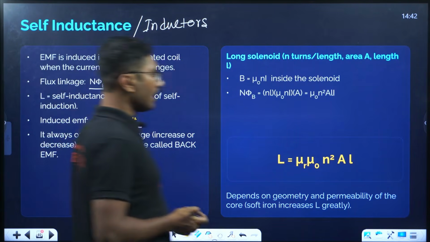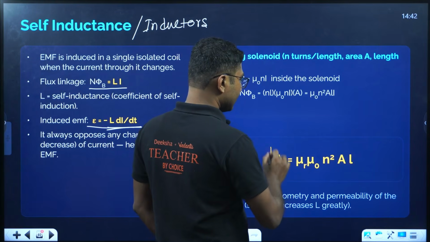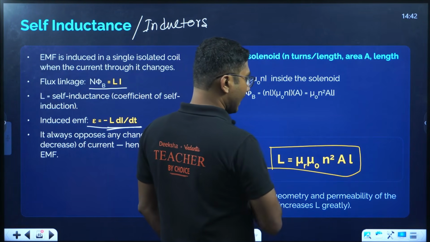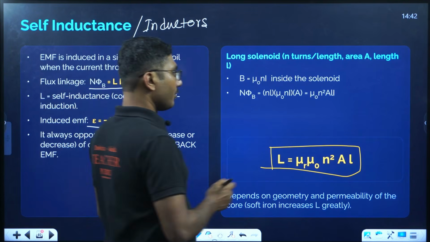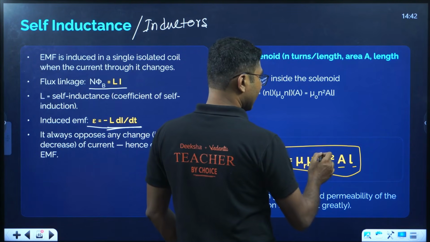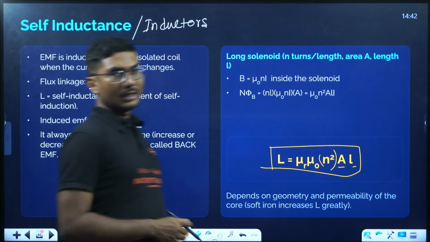Now for a solenoid, the inductance is given by mu naught mu r n square A into L. Here A is the area, L is the length, and n is the number of turns per unit length.